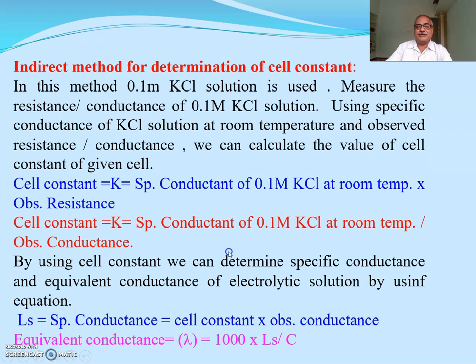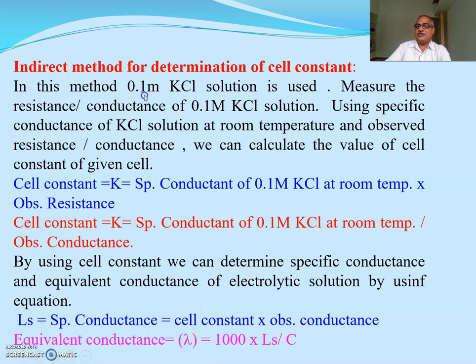The cell constant can be determined by two methods. The cell constant is L by A, so we could measure the distance between the two platinum plates and the surface area. But for this direct method of determining the cell constant the cell would have to be broken, and so it is not possible or feasible. So for measuring the cell constant, the indirect method is used.